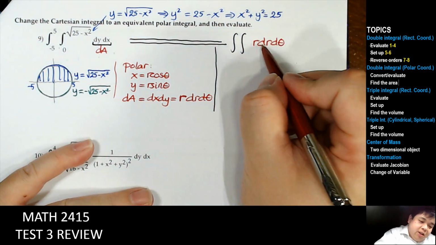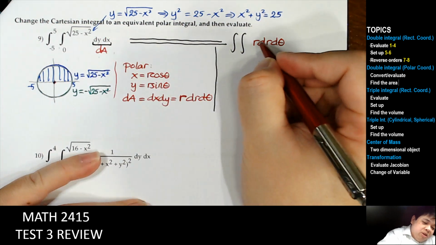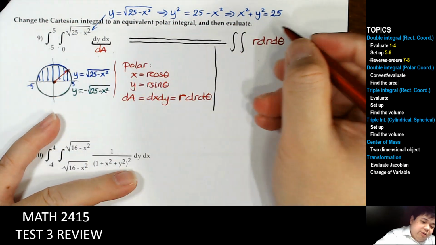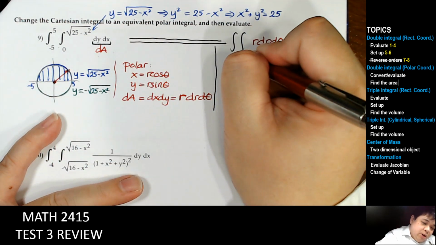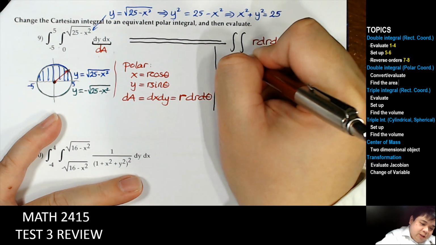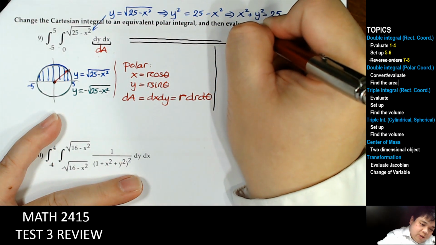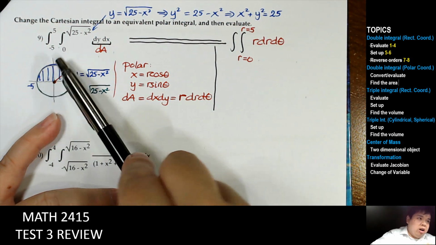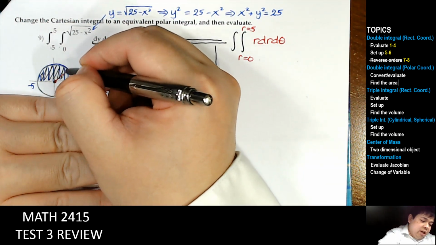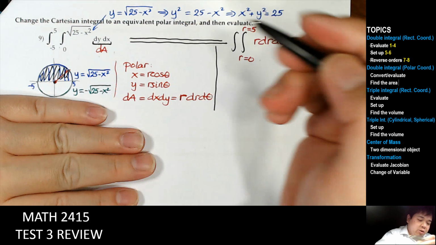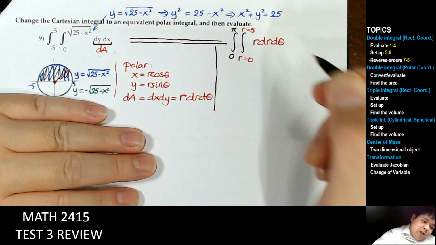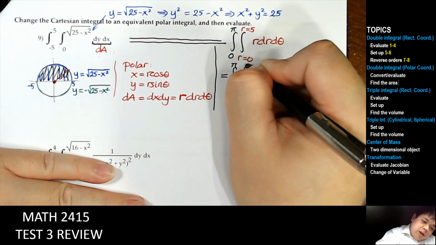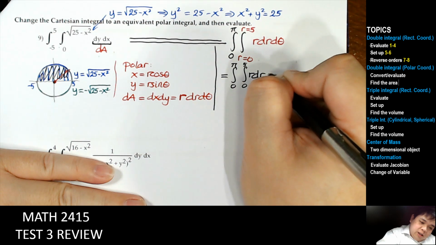Right, the limit first, the r, we look from the center out. We go from 0 to 5 because 5 is the radius, so r goes from 0 to 5. And then on the outside, the limit for theta, this region will go from 0 to pi, because what we have is from 0 degrees to 180 degrees, or from 0 to pi. Right, so 0 to pi, 0 to 5, r dr d theta.